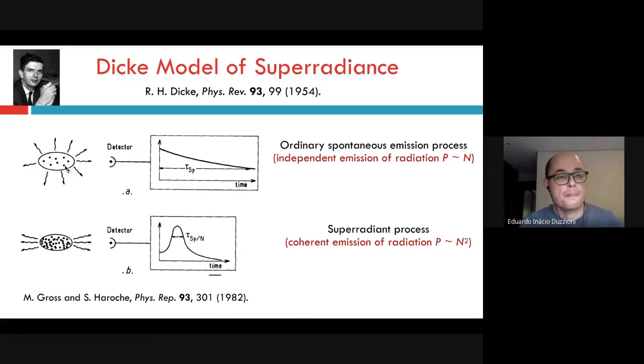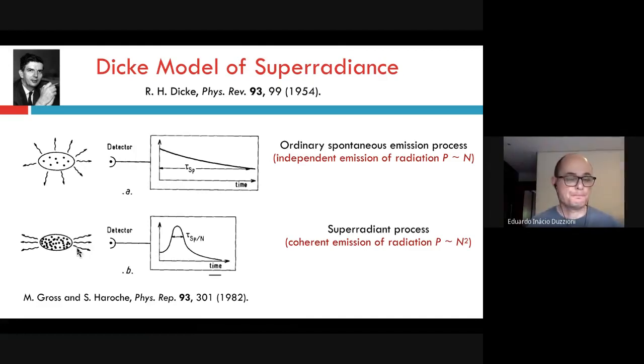So each atom will decay independently, and the power of the radiation emitted in the system will depend just on the number of particles in the system. Okay, so as in general the decay of each atom is exponentially decreasing, we will find this kind of curve.